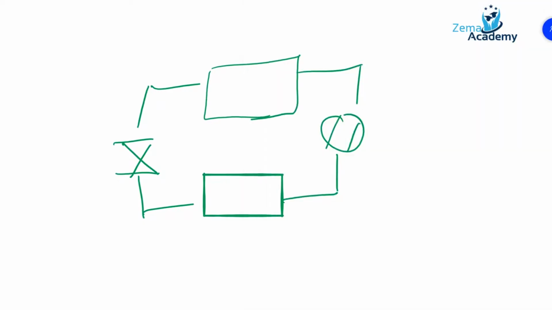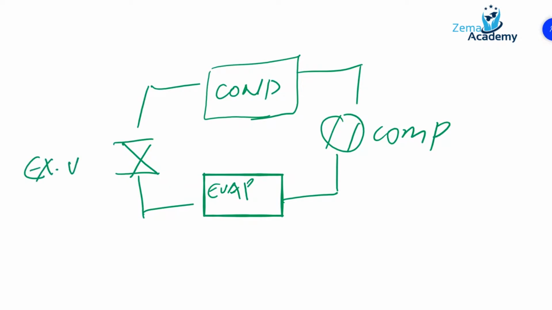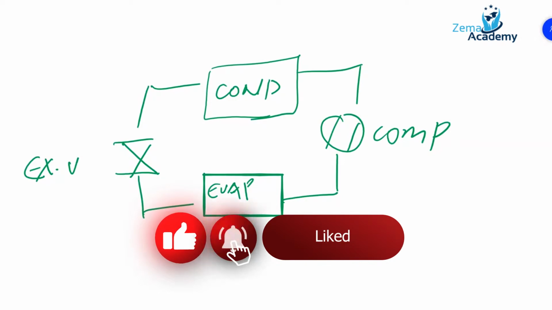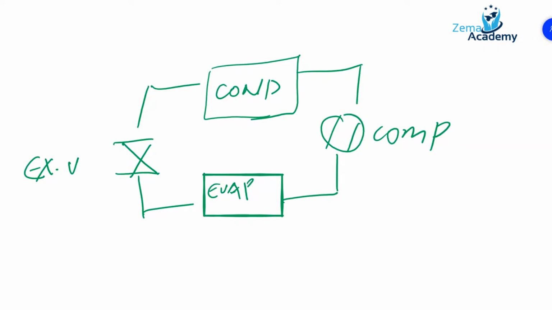Those components are the evaporator, the compressor, the condenser, and the expansion valve. So the four components of any vapor compression system are the evaporator, compressor, condenser, and expansion valve. You may also refer to them as four stages.